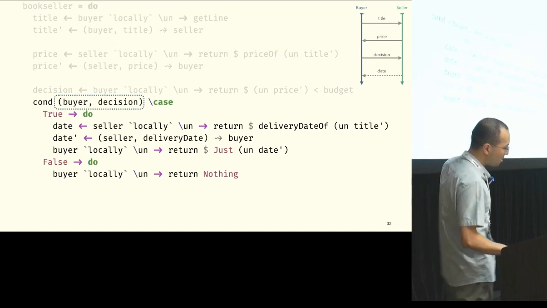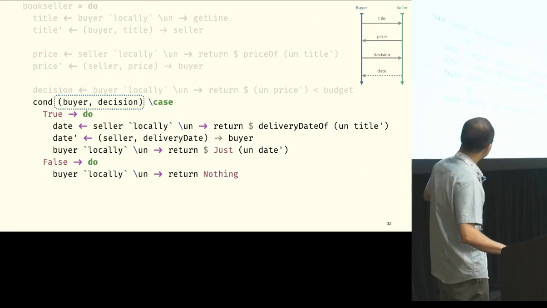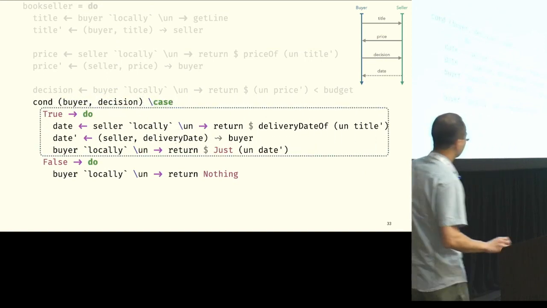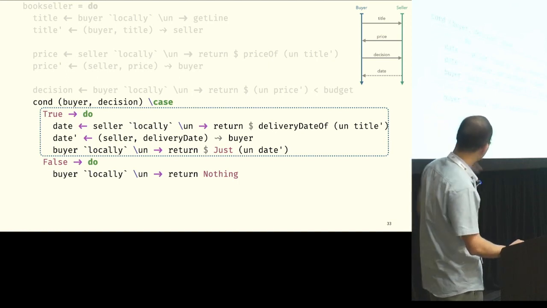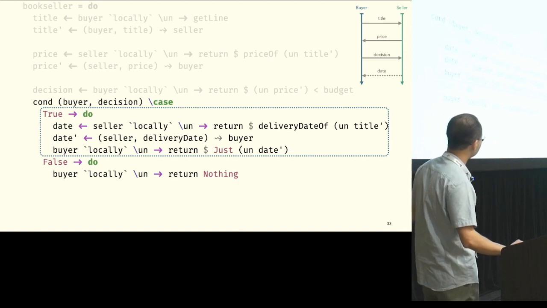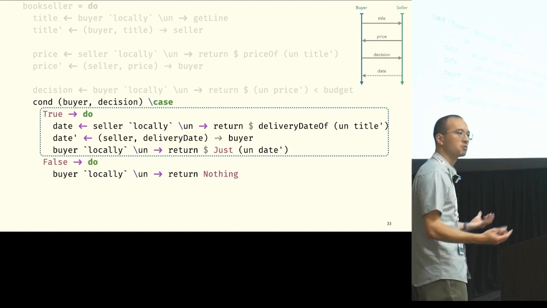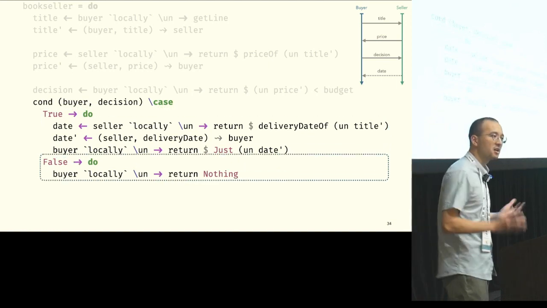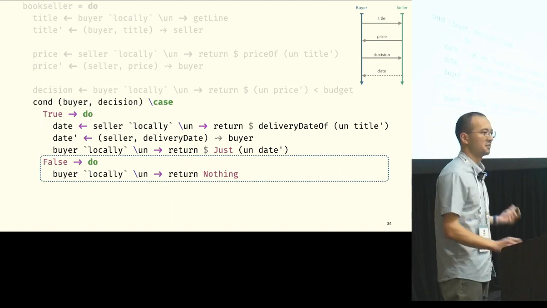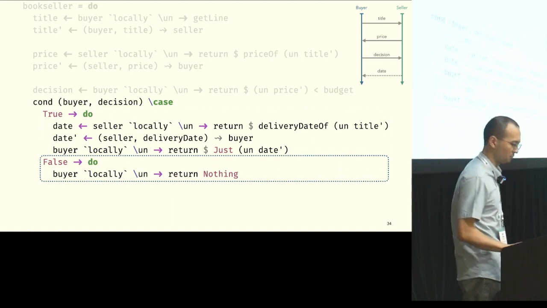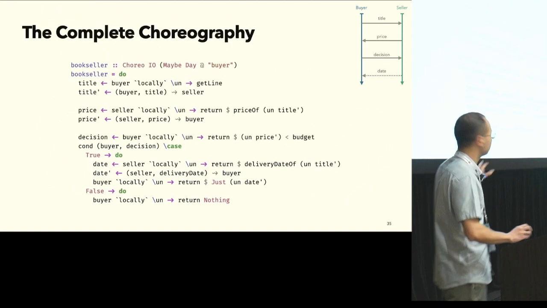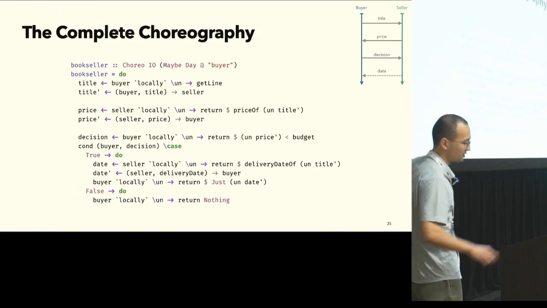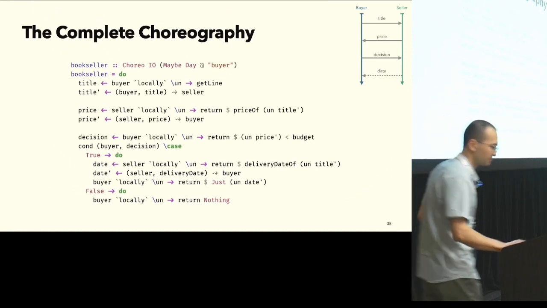Here we count on the decision at the buyer. If it's true, then the seller will send a delivery date of that book back to the buyer, and the buyer returns that date as the result of the whole choreography. Otherwise, the buyer just returns nothing as the result of the whole choreography. Zooming out, this is what the complete choreography looks like.